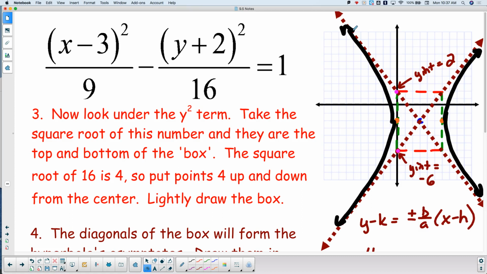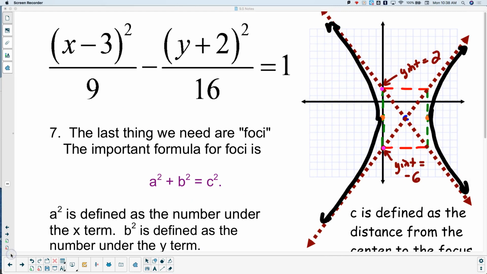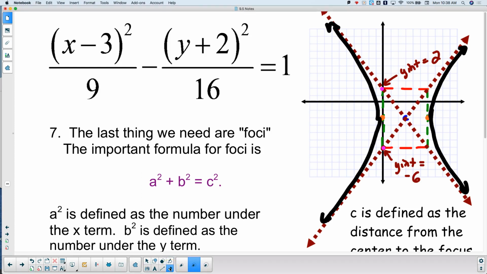Now we're going to take a pause here for a second. I just copied and pasted where we're at because that's a lot to redraw. So I wasn't going to redraw, but I can get rid of some stuff now. Get rid of this. We don't need that anymore. Get rid of this. We don't need that anymore. Perfect. So the last thing that we need to do is find the foci.